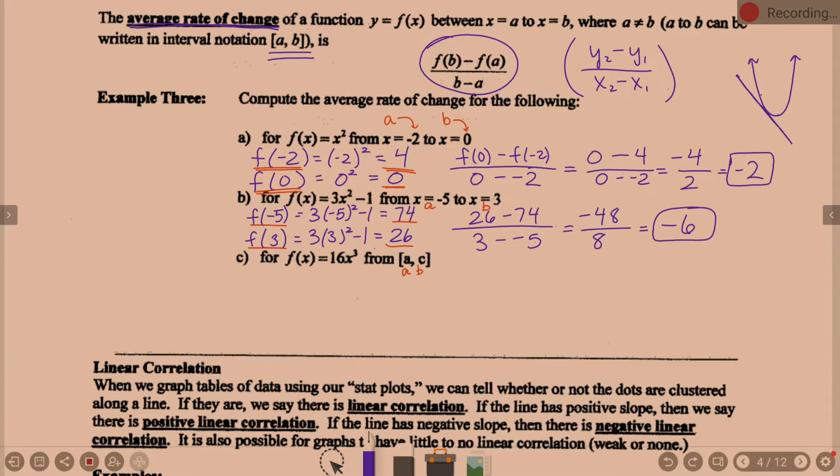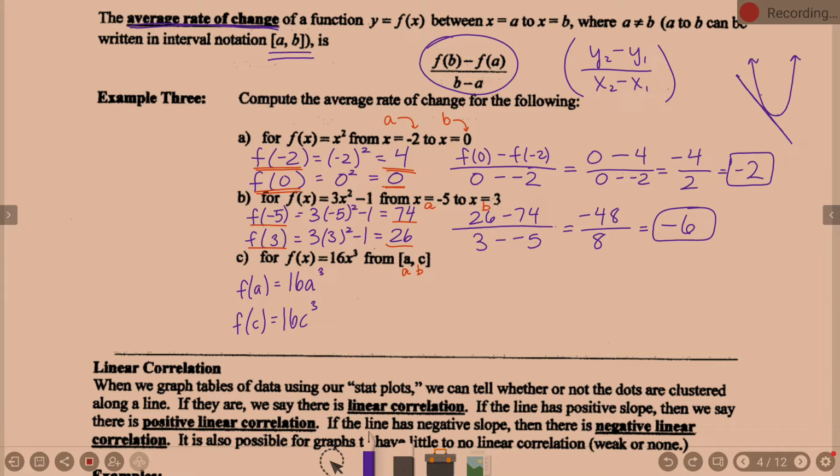First thing we were doing is we evaluate the function at those two x values, right? So we need to find f of A and f of C. When you put A into that equation, what is f of A going to be? 16a to the third. And when we put in C, it's going to be 16c to the third, right?